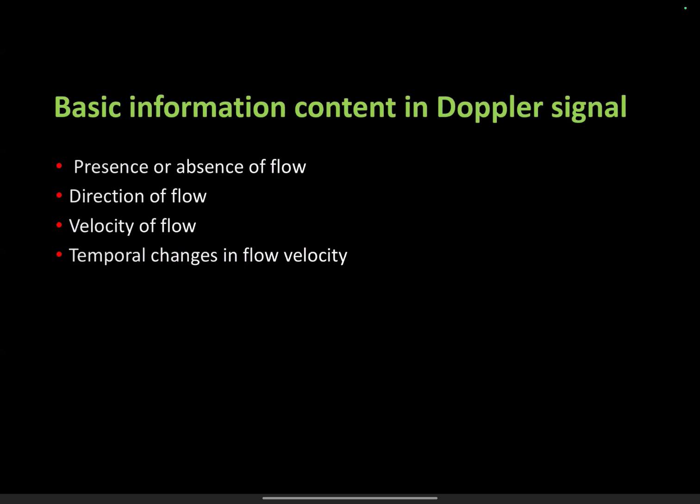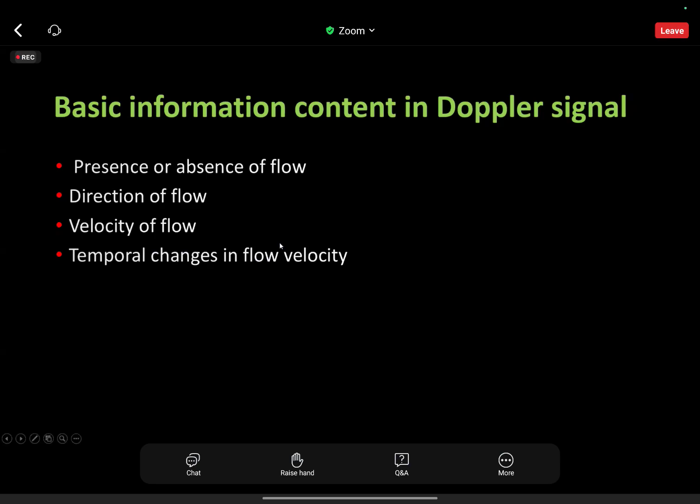So, as we know, basic information contained in a Doppler signal are basically presence or absence of flow within the channel we are insonating, direction of the flow, velocity of the flow, and temporal changes in flow velocity.